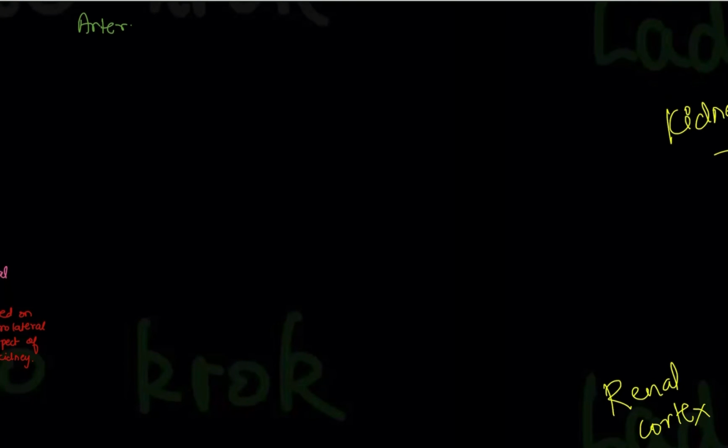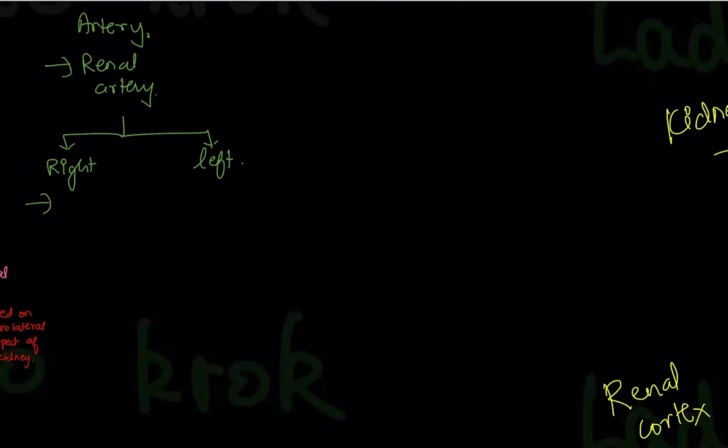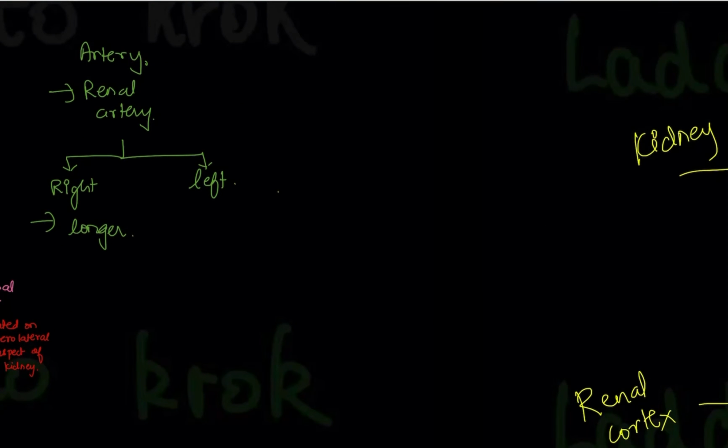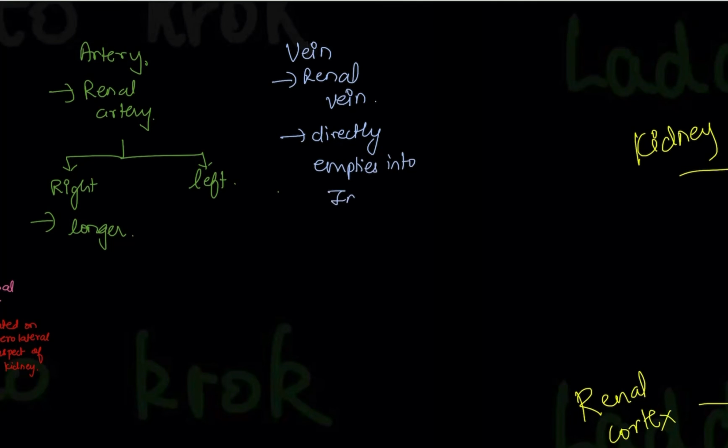So write down artery. You have a renal artery which directly comes from the abdominal aorta. This renal artery divides into right and left renal artery. The right renal artery is longer, and the left is obviously shorter than that. Then for the vein, write down. You have a vein, that is the renal vein. This renal vein directly empties into the inferior vena cava.